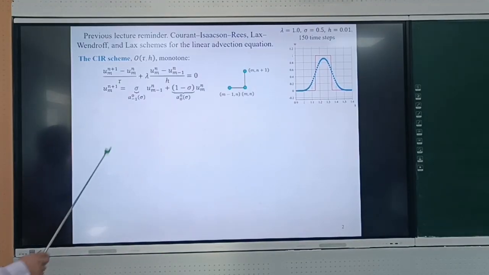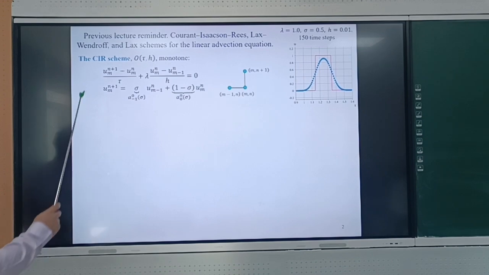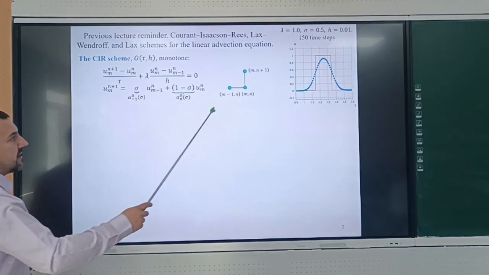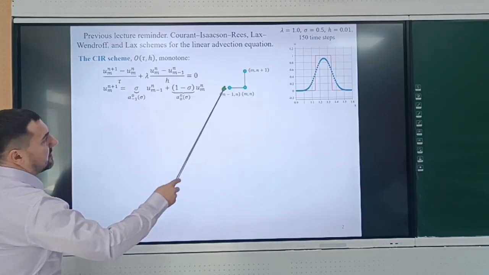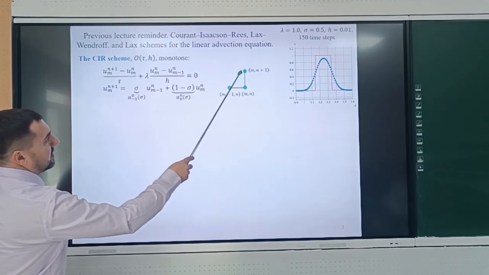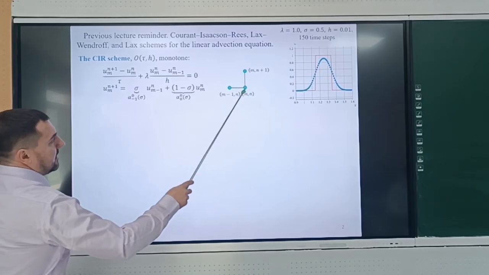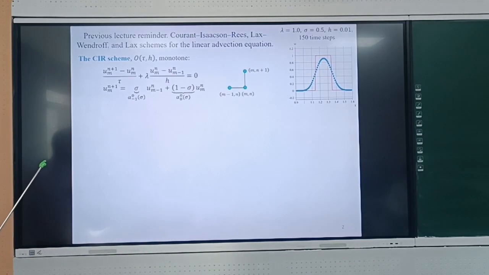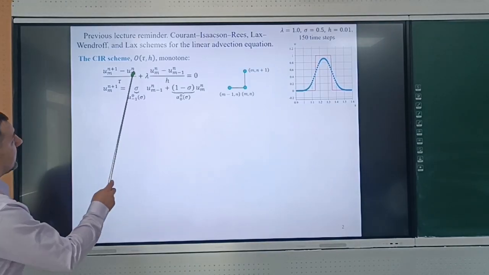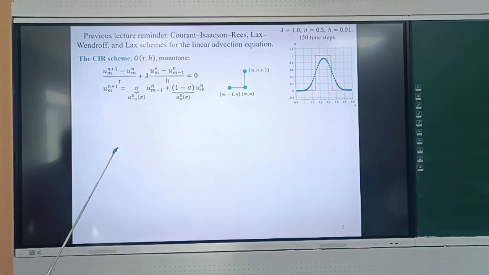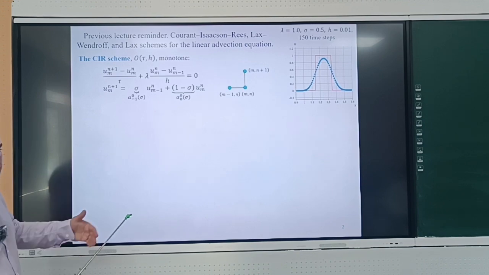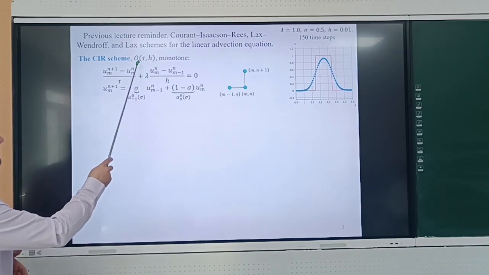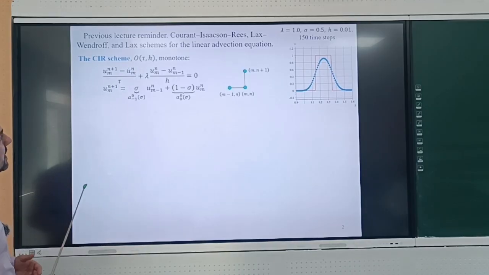The first one was the Courant-Isaacson-Rees numerical scheme, also called the scheme on the stencil left angle, because if lambda is greater than 0, then the stencil comprises 3 points, 1, 2, 3, like an angle to the left. We carried out the consistency analysis and proved that the accuracy order for the scheme is first, both in time and space, big O of tau and h.